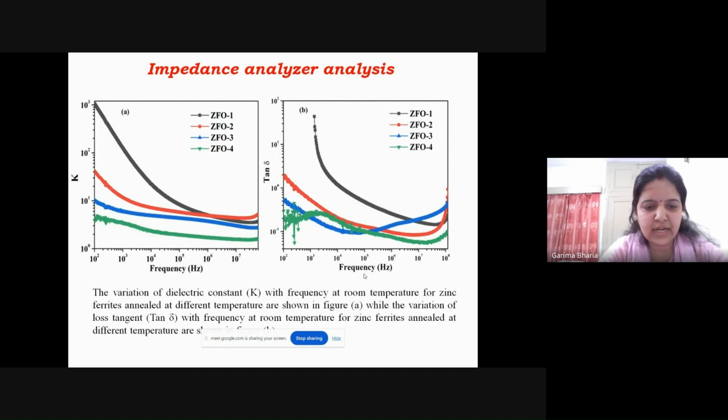The variation of dielectric constant with frequency at room temperature for lanthanum doped zinc ferrites annealed at different temperatures is shown in figure A, while the variation of loss tangent with frequency at room temperature for lanthanum doped zinc ferrite annealed at different temperatures is shown in figure B.